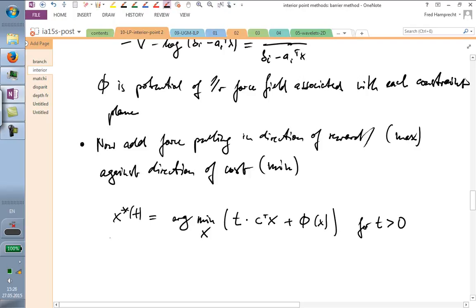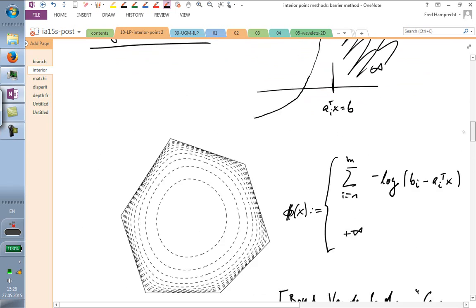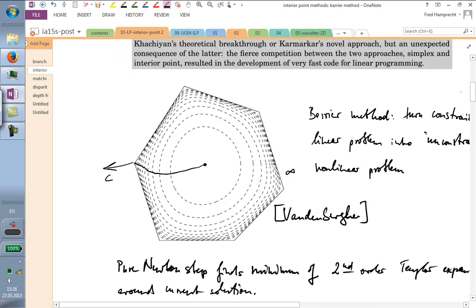And this x star of t, a function of t, is then called the central path, which I had previously plotted in this example at the beginning. So this thing here was the central path.